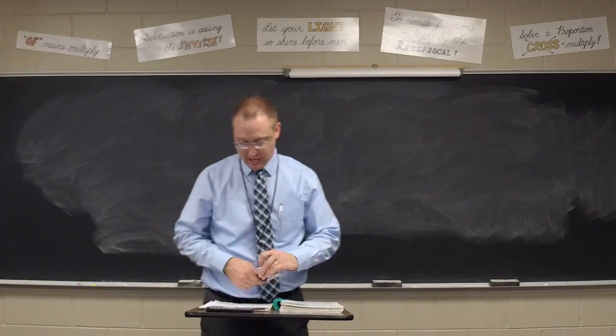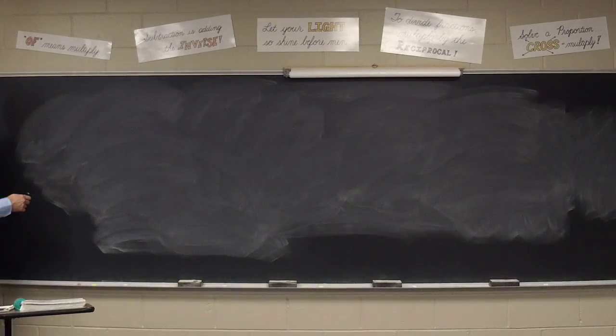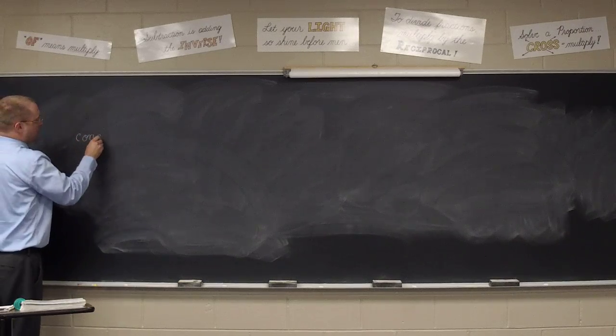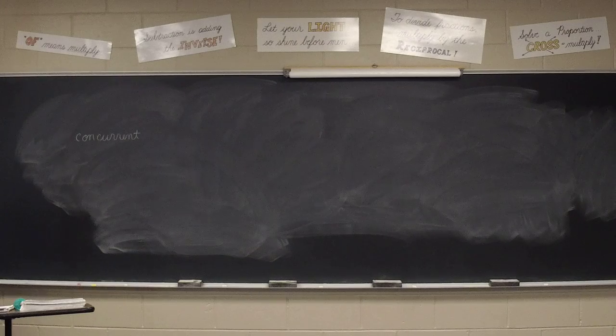A couple more terms for you to get in your notes. With all of these vectors, we kind of have this idea of them all acting at the same time on the same object. We would refer to them then as being concurrent vectors. Concurrent vectors: two or more vectors that act on the same object at the same time. We'll refer to those as concurrent vectors.